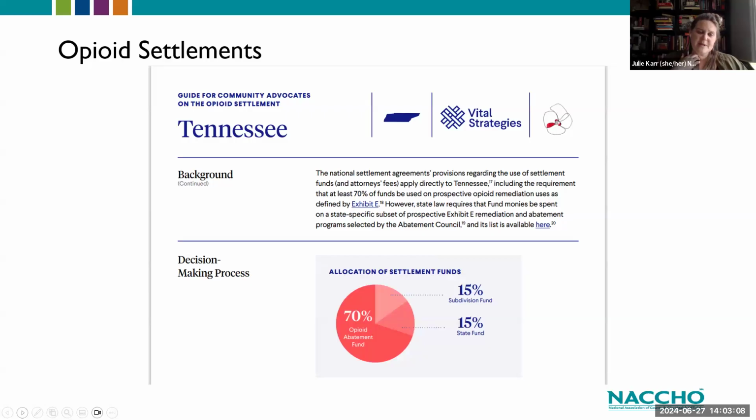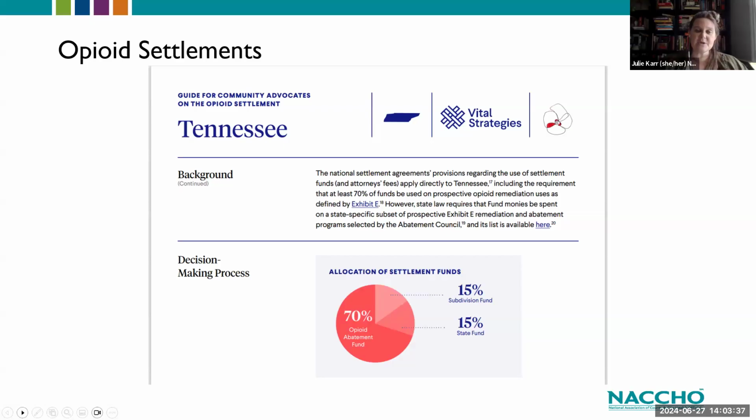And these are a few examples from the Vital Strategies work that was done with opioid settlement. There are these state-by-state guides. There's a whole lot more information than just this, but I wanted to give a screenshot of a few of these. So looking at Tennessee, they have more of that classic model where 70% has gone to an opioid abatement fund, 15% to state funds, and another 15% to the subdivision fund. And you can look and see how all the funds are flowing through that as well.